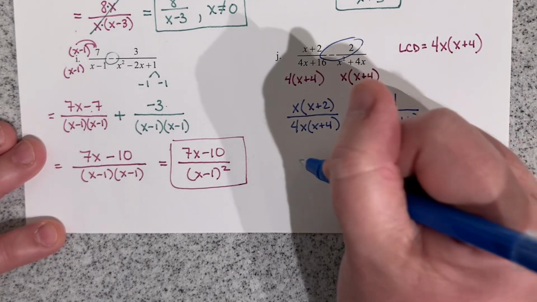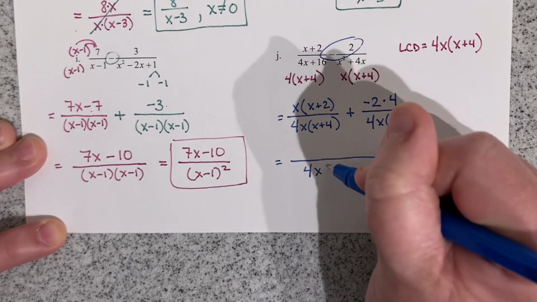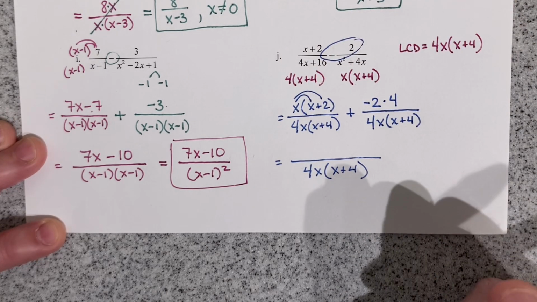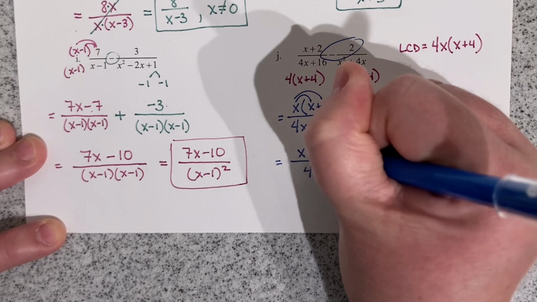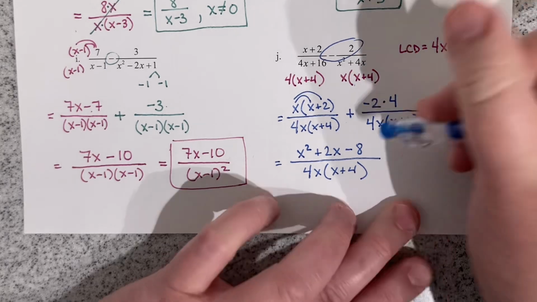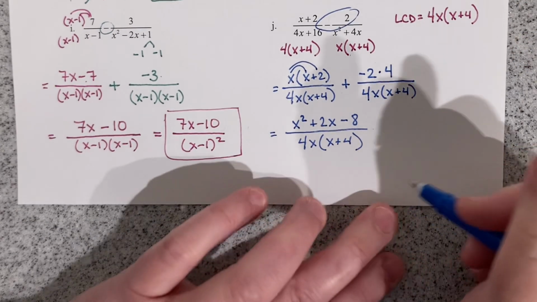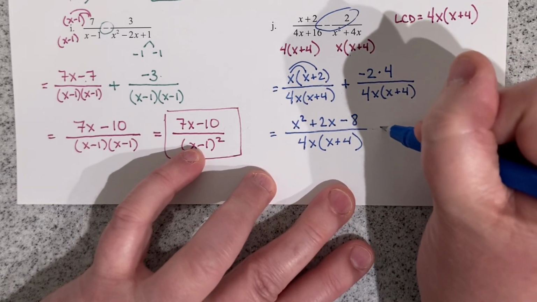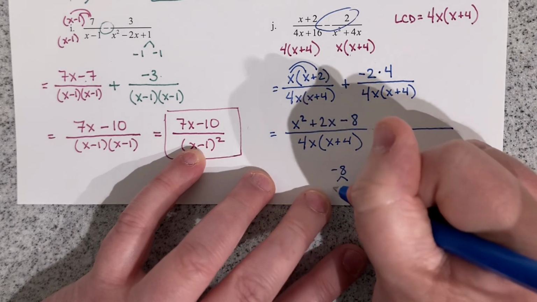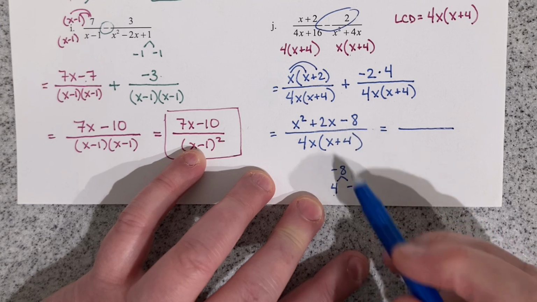Now we can combine these into one big fraction with the common denominator of 4x times x plus 4. And then I need to multiply out the tops. The numerator is x squared plus 2x minus 8. Now that looks like something I should be able to factor. So we need to find two numbers that multiply to -8 and add to 2. That's sounding like 4 and -2. Those would multiply to -8, add to 2.